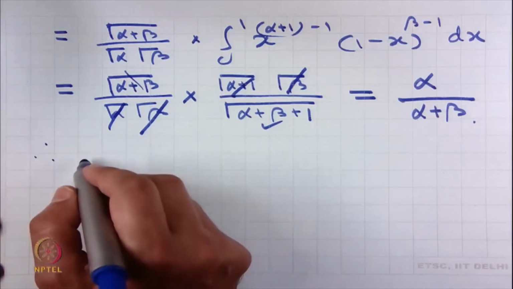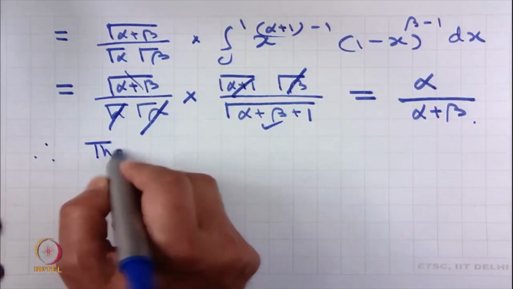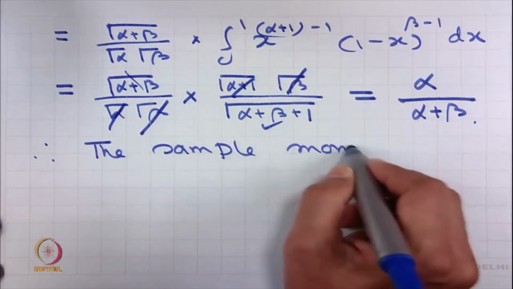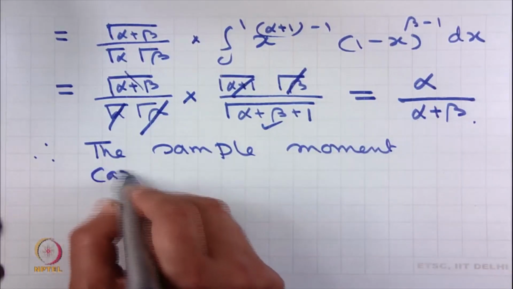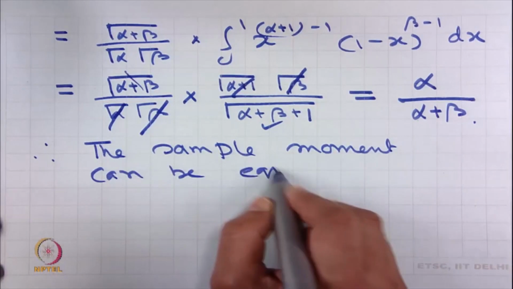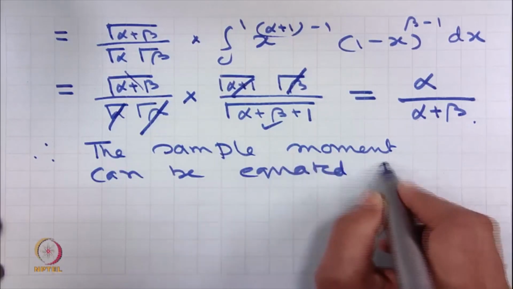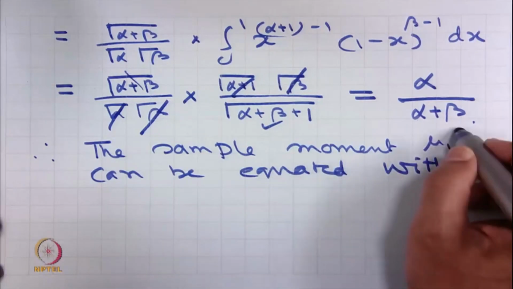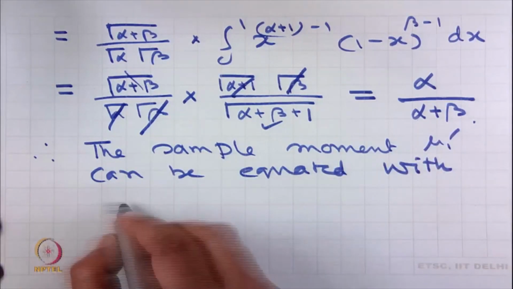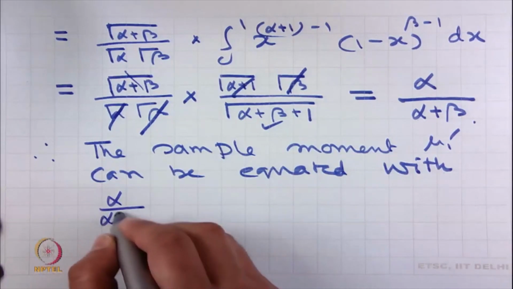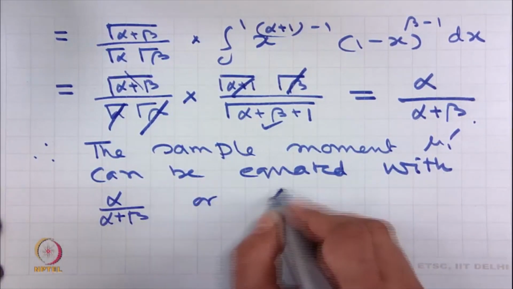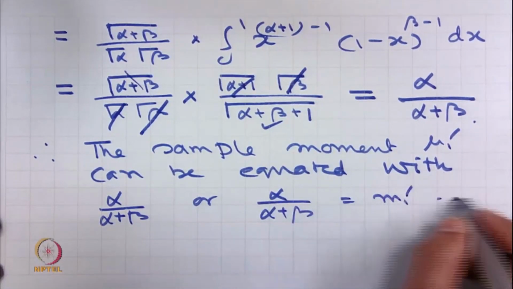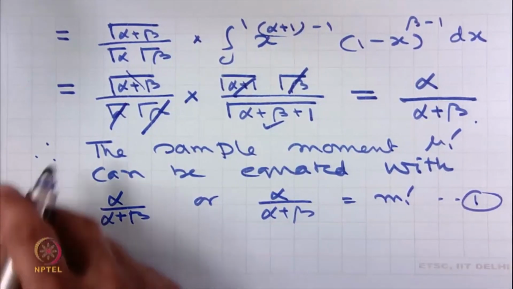Therefore, the sample first moment can be equated with alpha upon alpha plus beta, or alpha upon alpha plus beta is equal to m1'. So, this is the first equation.